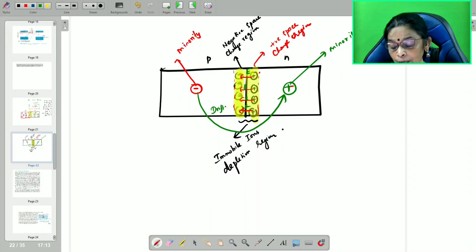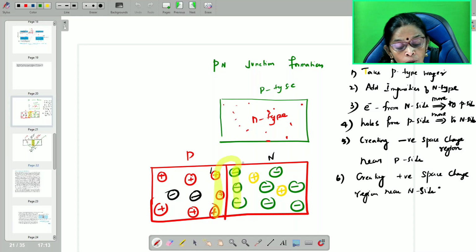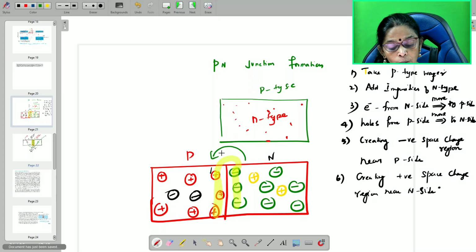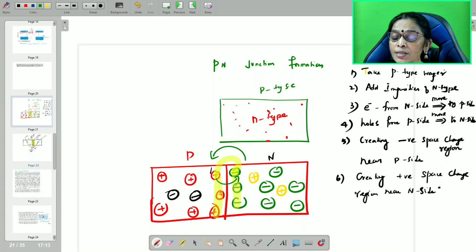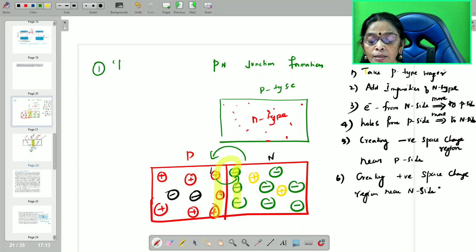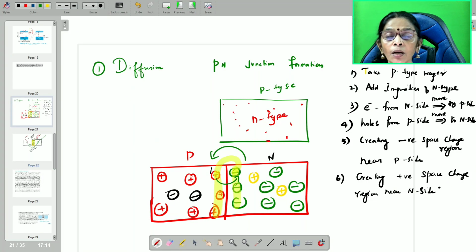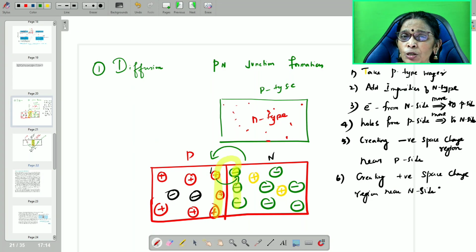Do the electrons from n side move towards the p side? Yes. The electrons from n side move towards the p side, holes from p side move towards the n side. What is this process called as? This is called as diffusion. Listen very carefully, children. First process very easy, diffusion.